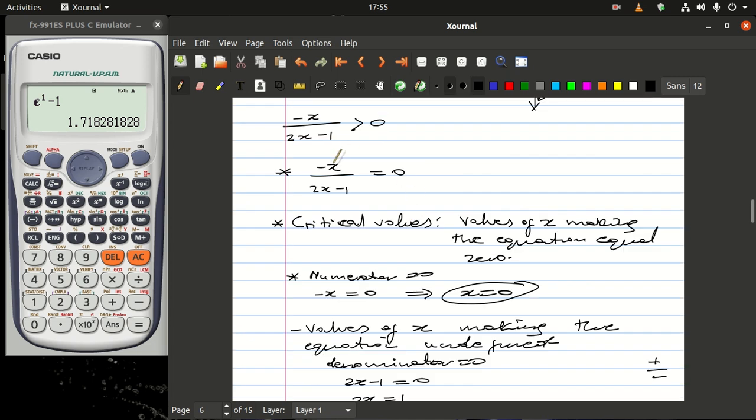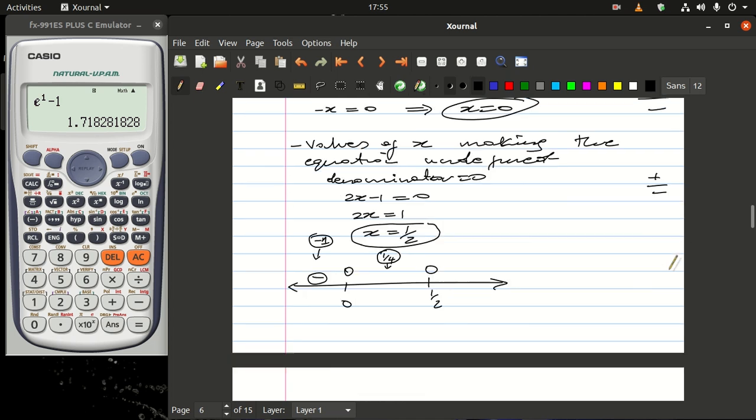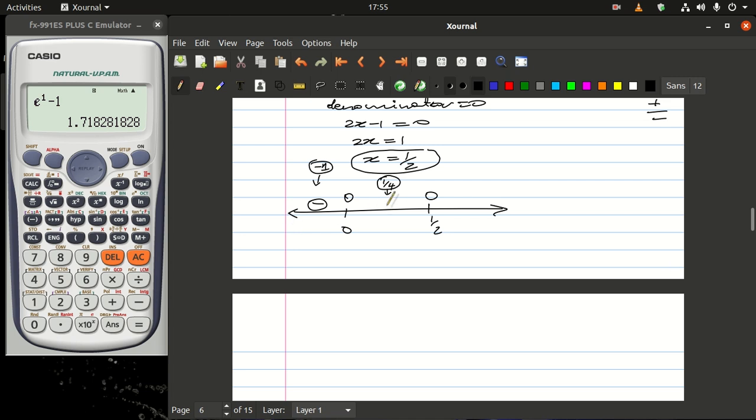If I plug in 1 over 4, which is positive, and multiply by negative, I will end up having a negative answer. And then if I'm plugging in here 1 over 4, I will get 1 over 2. 1 over 4 times 2 is going to be 1 over 2, minus 1 is going to be minus 1 over 2. So I'll get a minus answer. Minus divided by minus is going to be a positive. So here I am going to have a positive answer.